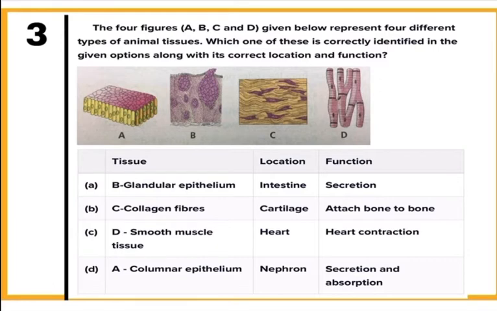Now come to option C. Tissue D is of cardiac muscle located in heart and helps in heart contraction. Option D. Tissue A is of columnar epithelium located in lining of stomach and intestine and helps in secretion and absorption.